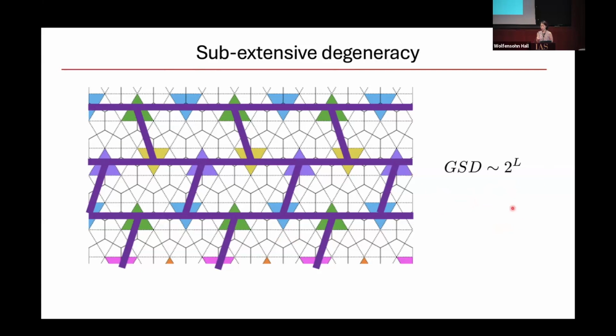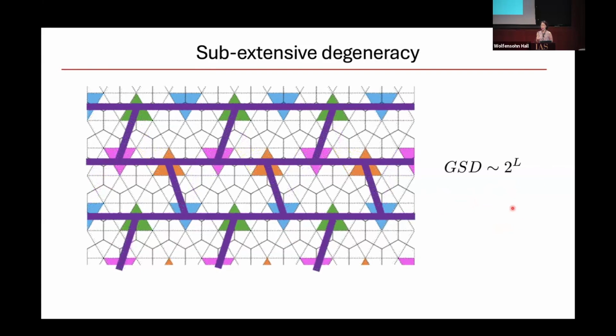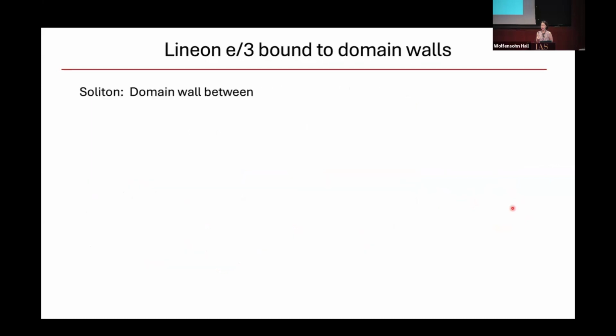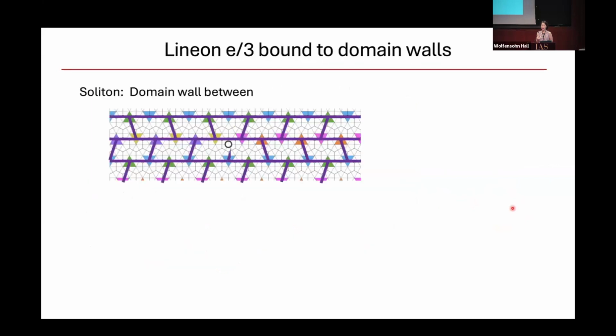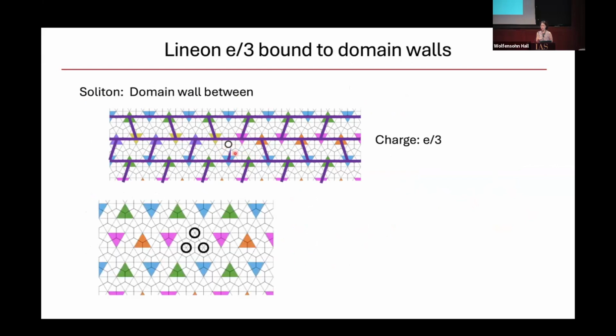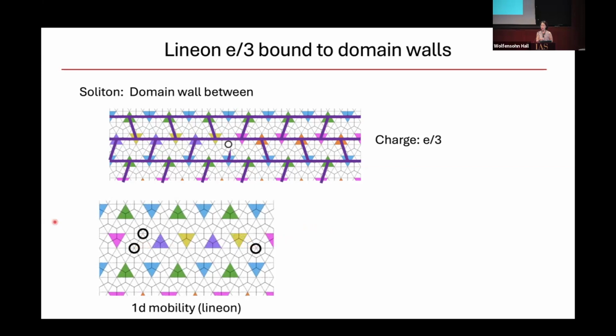sub-extensive ground state degeneracy because along each line, I can change the direction of leaning. And this also means I can bound a fractional charge, 1/3 charge, at the domain wall between 2 different orientations of leaning. And in this case, because of the degeneracy, this fractional charge turned out to be actually deconfined. That is, the energy cost of moving it apart is not growing with the separation.